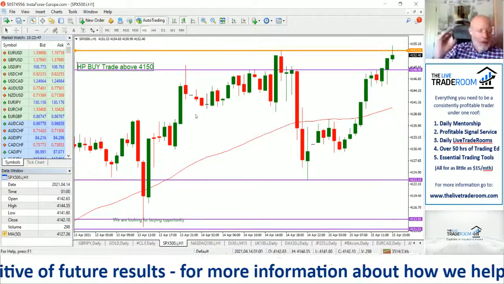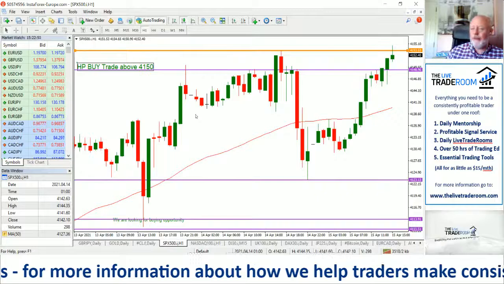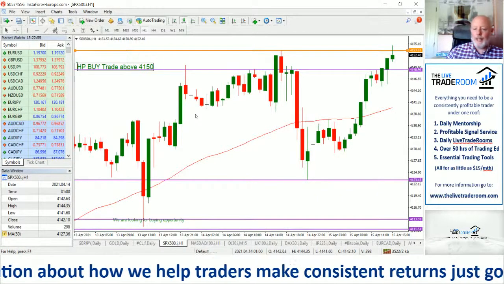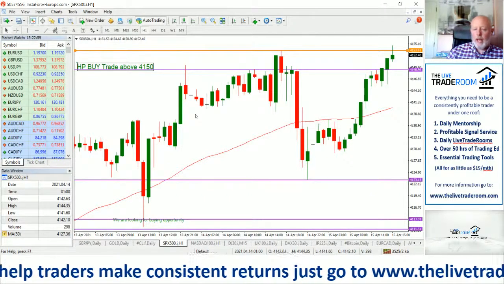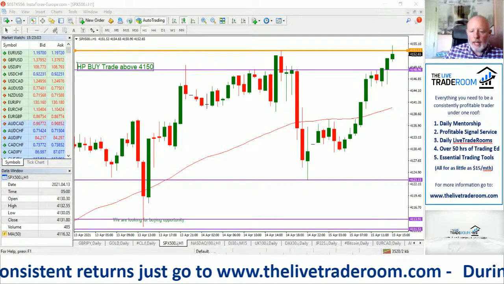And that's why people who use indicators, if they make you feel a bit more confident about that decision making and allow you to be a little bit more consistent in your decision making, then fantastic. That is fine.